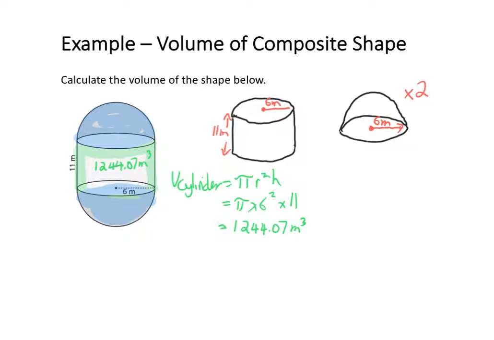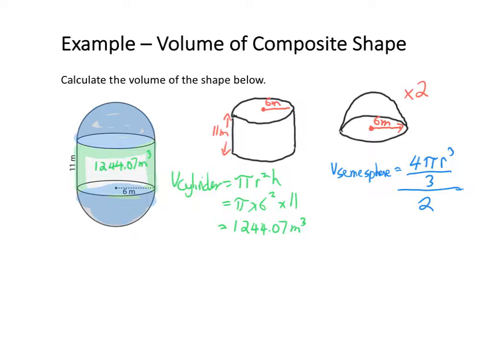Next, I need to calculate the volume of my semi-sphere. I can calculate the volume of my semi-sphere by using the formula of a normal sphere and dividing the answer by 2. So the volume of my semi-sphere is going to equal 4 times pi times radius cubed divided by 3. That's my normal formula for the volume of a sphere. And then I want to go ahead and divide that answer by 2.